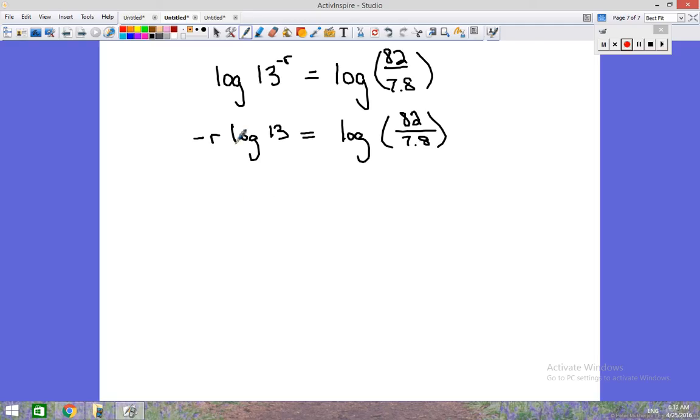Alright, so on the left hand side we have two factors. We want to get the r by itself, so let's divide both sides. We want to cancel that negative sign as well, so we'll divide by this time the opposite of the log of 13. Alright, on the left hand side the negative divided by negative is positive 1, and log of 13 divided by log of 13 is just 1.